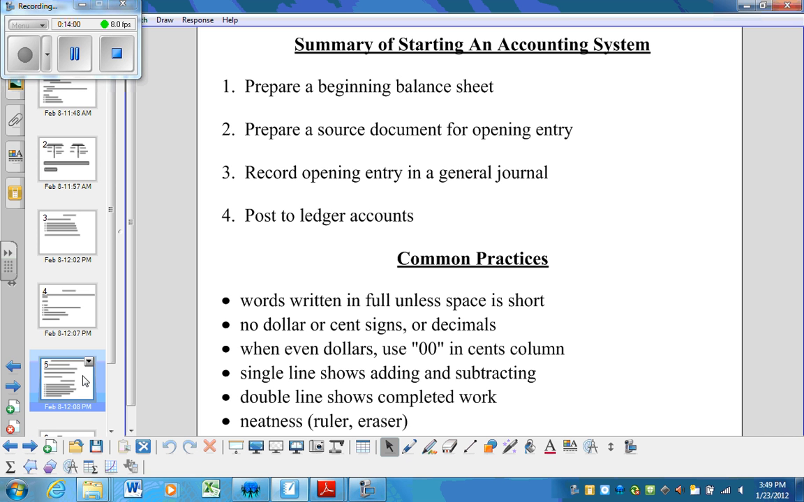Some common practices: words are always written in full unless your space is short, then you can abbreviate if you need to. You never use a dollar sign or a cent sign or decimals. When you have even dollars, you have to put the 00 in the cents column. A single line always shows that you're adding and subtracting, and a double line shows that you've completed the work and that it's in balance. And you always want to make sure you're being very neat by using an eraser or a ruler, and make sure you use a pencil that's easily erasable.